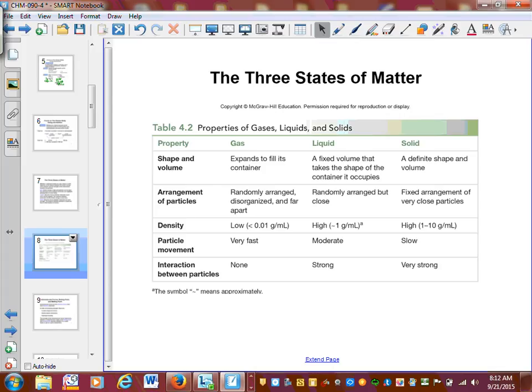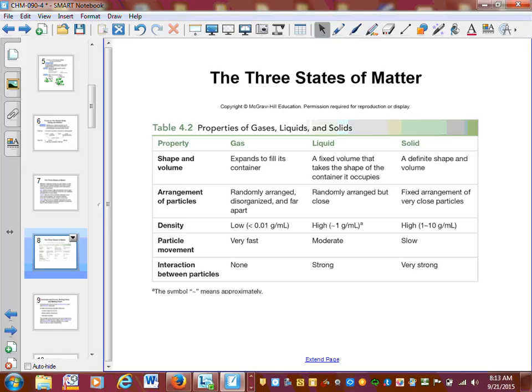So a gas expands to fill its container. So someone drops a bottle of perfume in the back. Eventually, we'll smell it up here in the front. And if the door's open, eventually they'll smell it out in the hallway because the gas just keeps expanding, diffusing, dissipating.